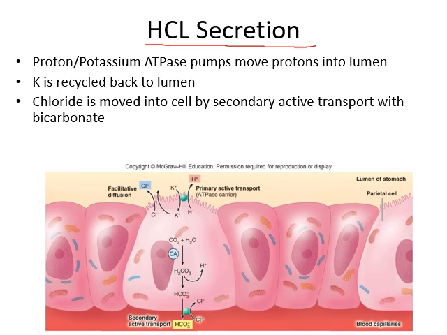You can see the proton potassium ATP pump moves protons into the lumen. Okay, how does this get created? We have carbonic anhydrase, which we saw in the respiratory system. Carbonic anhydrase is going to take CO2 that is in the cell with H2O and make carbonic acid. As we make carbonic acid, it is going to ionize into our protons and bicarbonate.